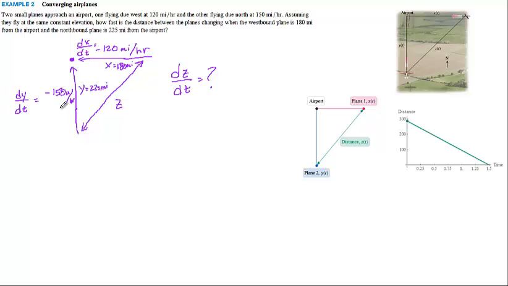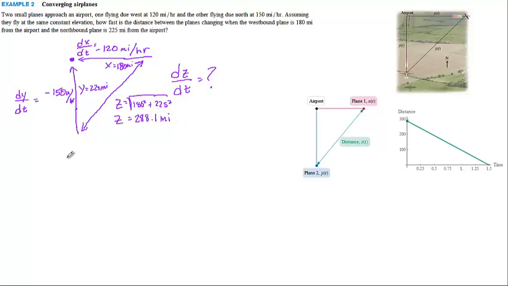So I'm going to write that down as a rate. I can get this z. I'm going to do a squared plus b squared equals c squared. So that's going to be the square root of that 180 squared plus 225 squared. And this z value is going to be, let's see, I've got it over here, 288.1 or so miles.